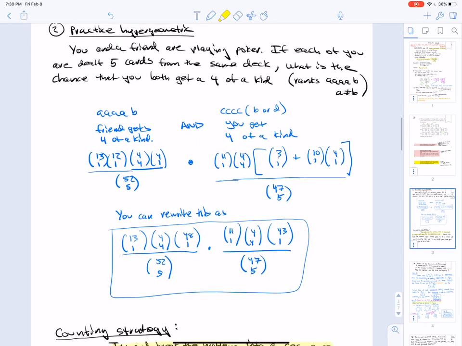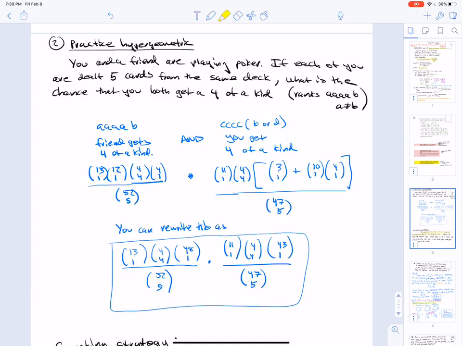So now we're going to do some challenging hypergeometric and counting problems. So for example, you and a friend are playing poker. If each of you are dealt 5 cards from the same deck, what's the chance that you both get a 4 of a kind? One solution is that we're first going to find the chance that your friend gets a 4 of a kind, and given that your friend got 4 of a kind, that you get a 4 of a kind.